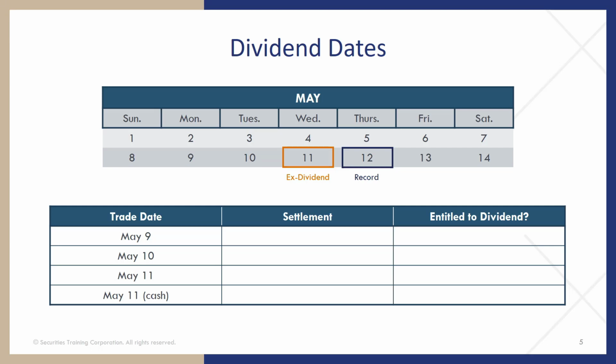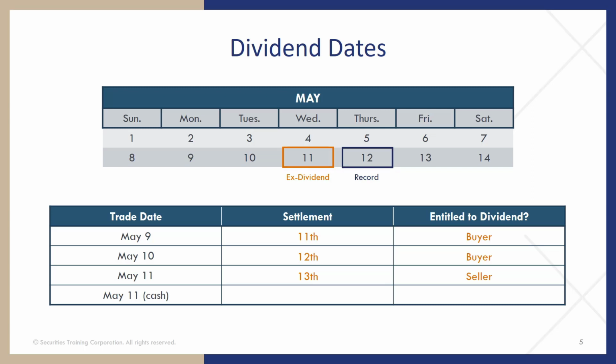The trade date is May 9th, Monday. It settles on the 11th, on or before record, therefore the buyer would be entitled to the dividend. What if the trade date is Tuesday, May 10th? Well, if the trade date is Tuesday, May 10th, it's going to settle on Thursday, the 12th. Therefore, the buyer again would be entitled to the dividend because they're buying it before the ex-dividend date. Next, May 11th is the trade date. Settles the 13th, the day after the record date. In that case, the seller would be entitled to the dividend.